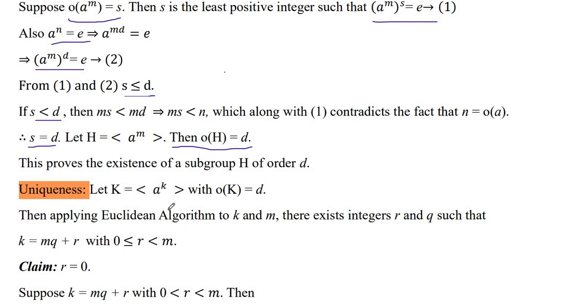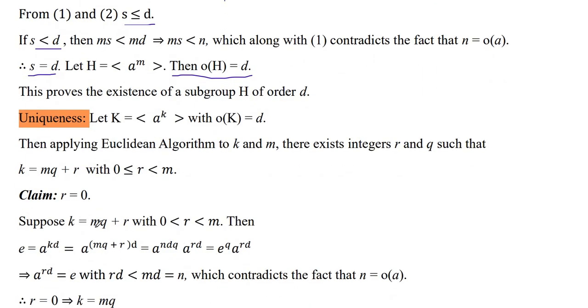Now having got this k and m, we are applying the Euclidean algorithm to k and m. So we can find integers q and r such that k is mq plus r with 0 less than or equal to r less than m. Now we claim that this r is 0. Suppose k is equal to mq plus r with 0 less than r less than m.